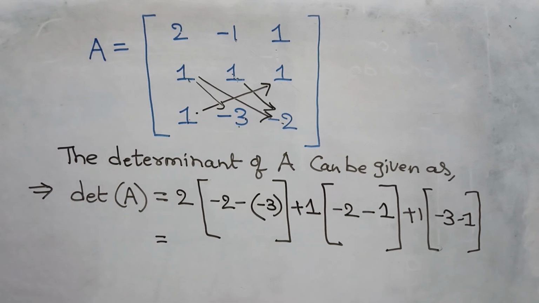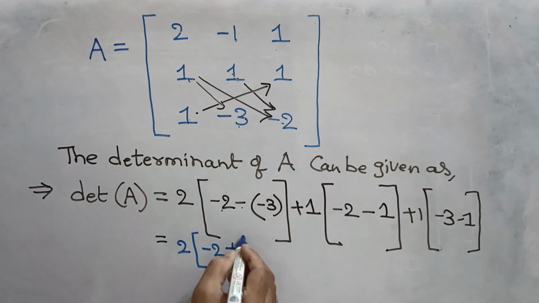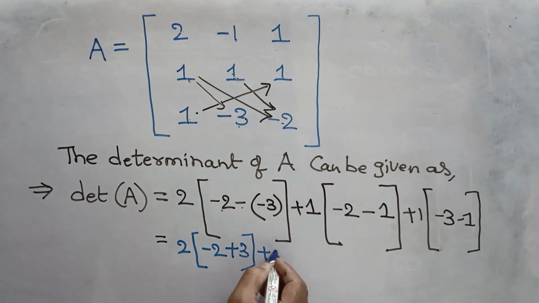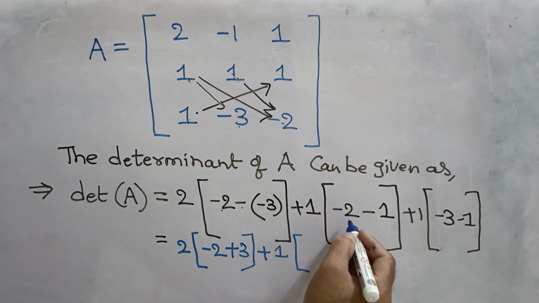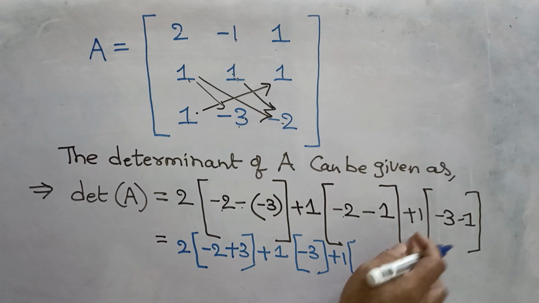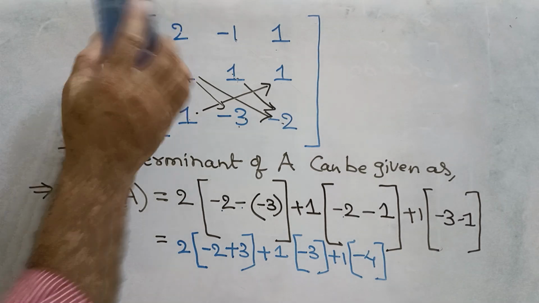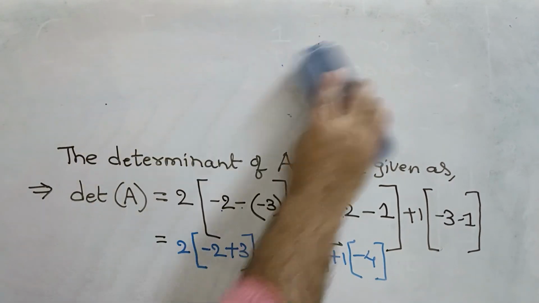What will be the second step? It is 2 into minus 2, minus into minus, plus 3, correct? Then plus 1 into minus 2 minus 1, how much? It is minus 3. Then plus 1 into minus 3 minus 1, minus 4. I will write it here because of the space, don't worry.